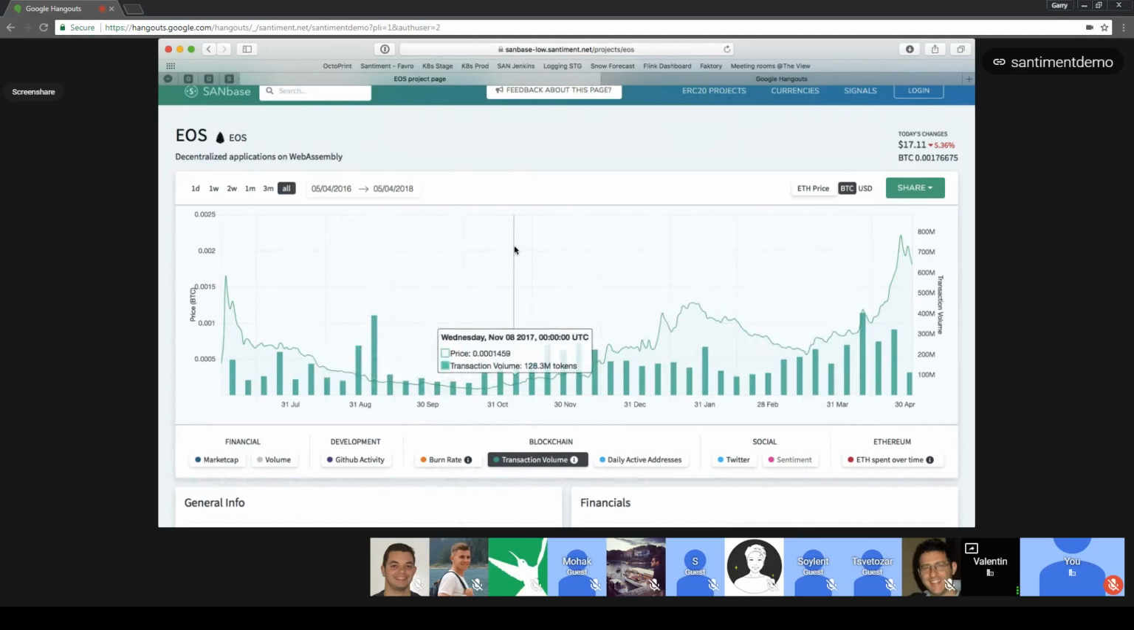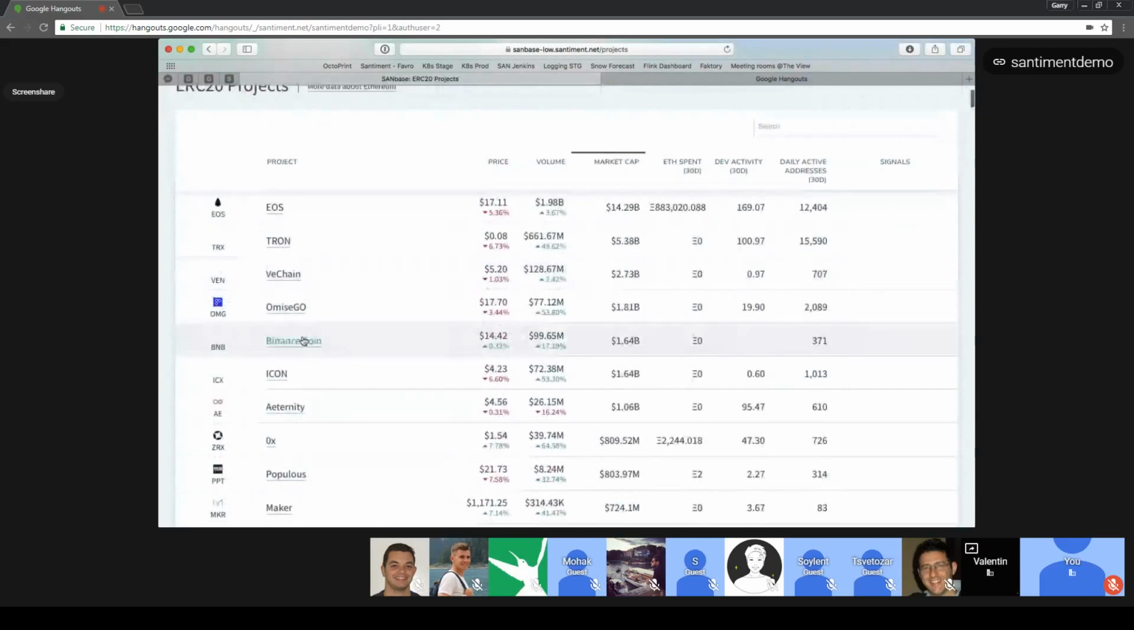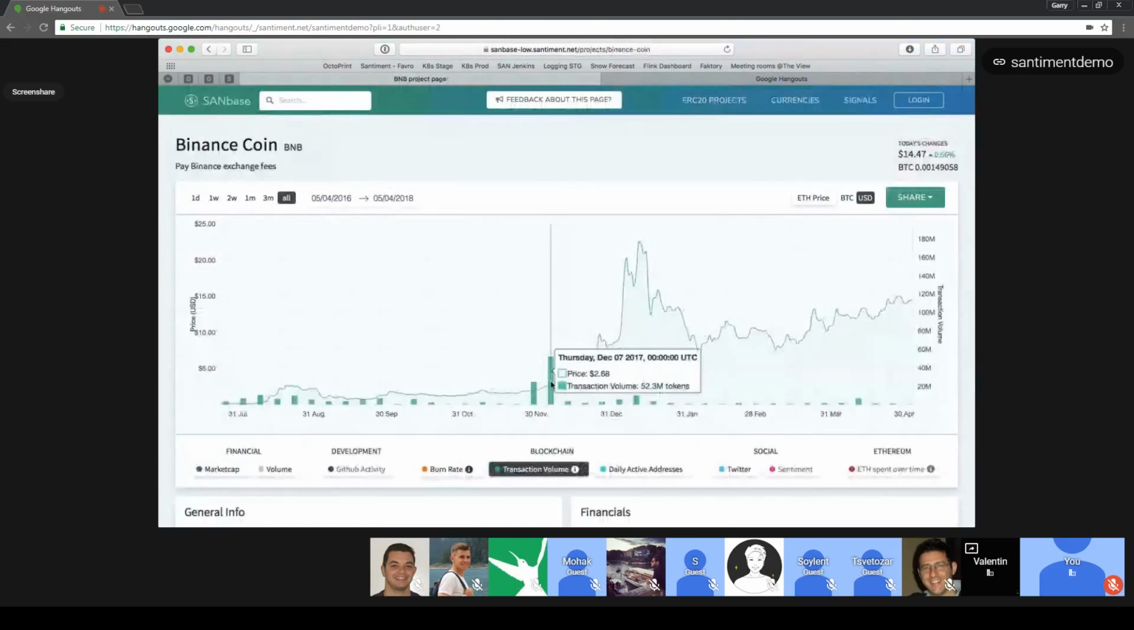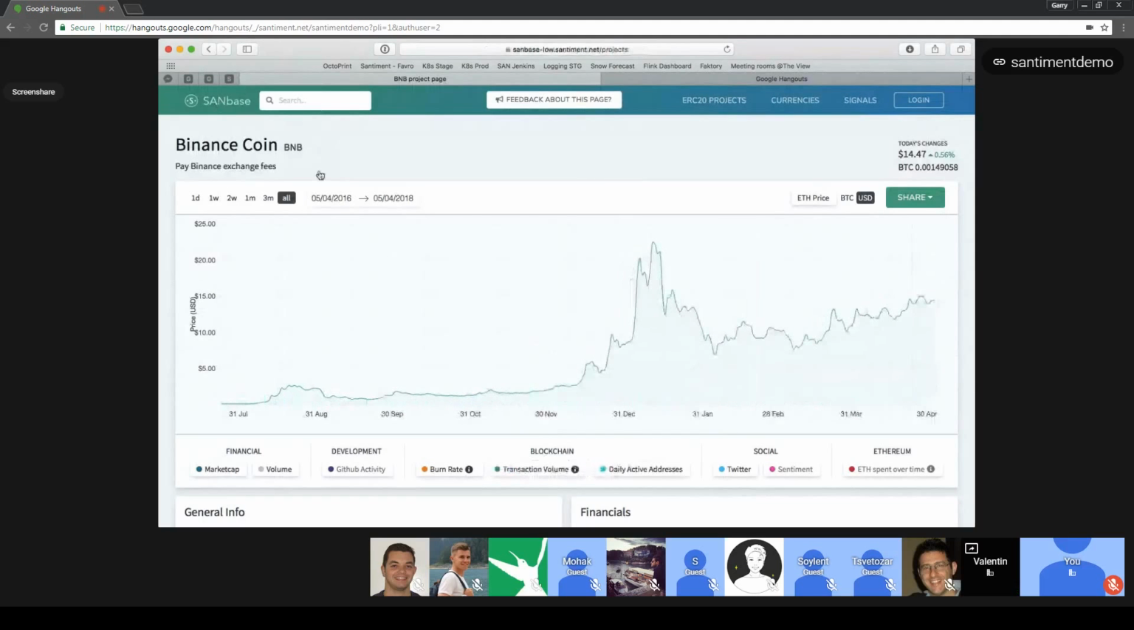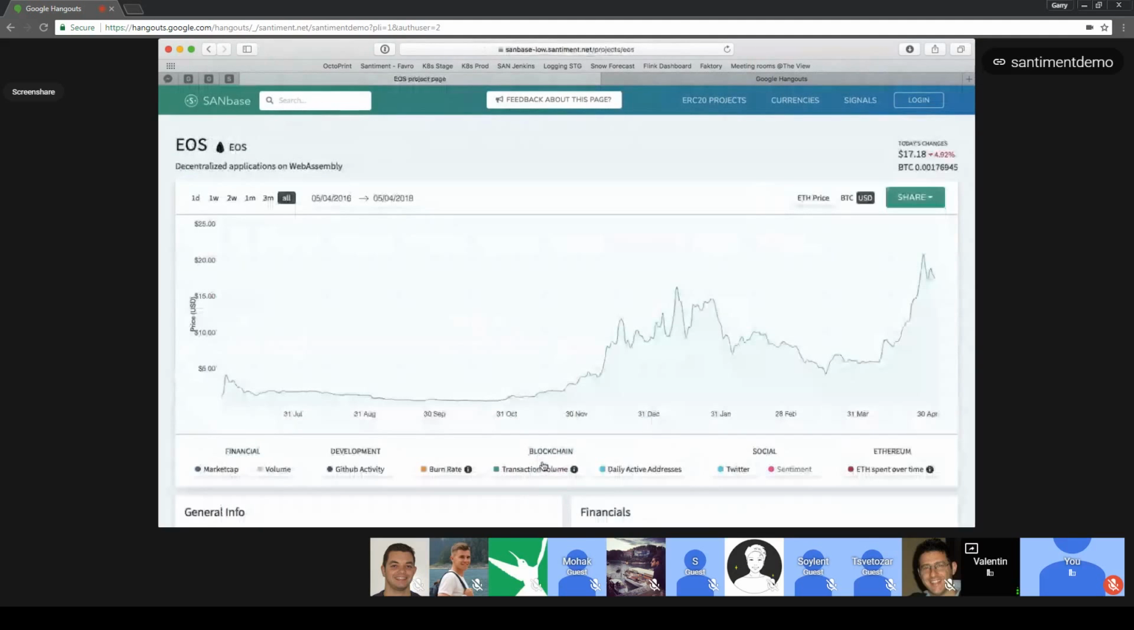I'm wondering if I can show you an example for this on Binance. Let me check. I think on the 7th of December, so this spike in the transaction volume, no, it's not the same. Okay, never mind. Let's move on. I was thinking about a particular event that happened, but this is not the case.